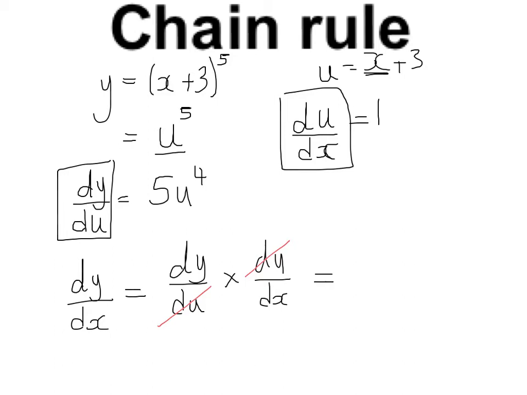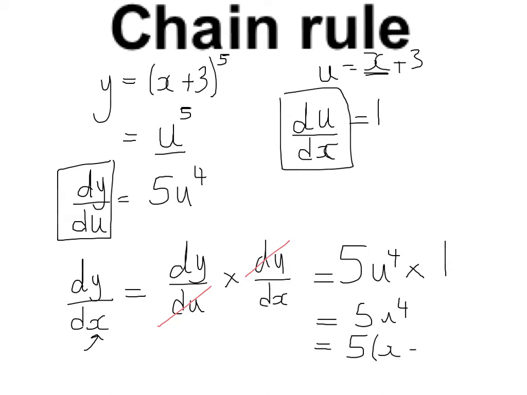So in this case, I'm going to multiply dy by du, which is 5u to the power of 4, by du by dx, which is 1. Now this is obviously just 5u to the power of 4, but I want it with respect to x, and at the moment that's got a u in it, so I'm going to replace it back in with my value for what I substituted u with originally, and that would be the derivative.